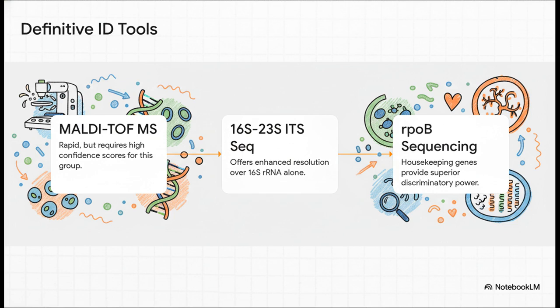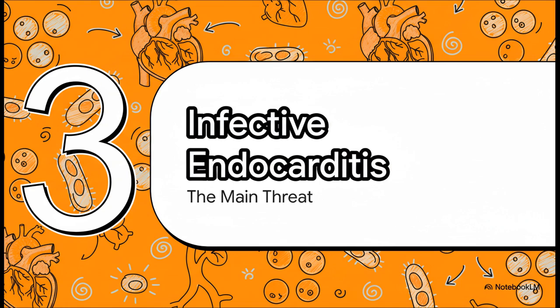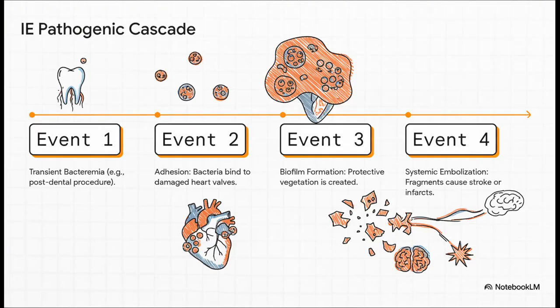Now that we've established just how critical identification is, let's zero in on the number one clinical threat from Streptococcus gordonii, infective endocarditis. The way this disease develops follows a classic and really devastating sequence of events. It usually starts with a temporary bacteremia, often from something happening in the mouth. The bacteria then use their surface proteins to latch onto damaged or prosthetic heart valves. Once they're anchored, they start building a biofilm, a vegetation, that acts like a fortress, shielding them from the immune system and from antibiotics.